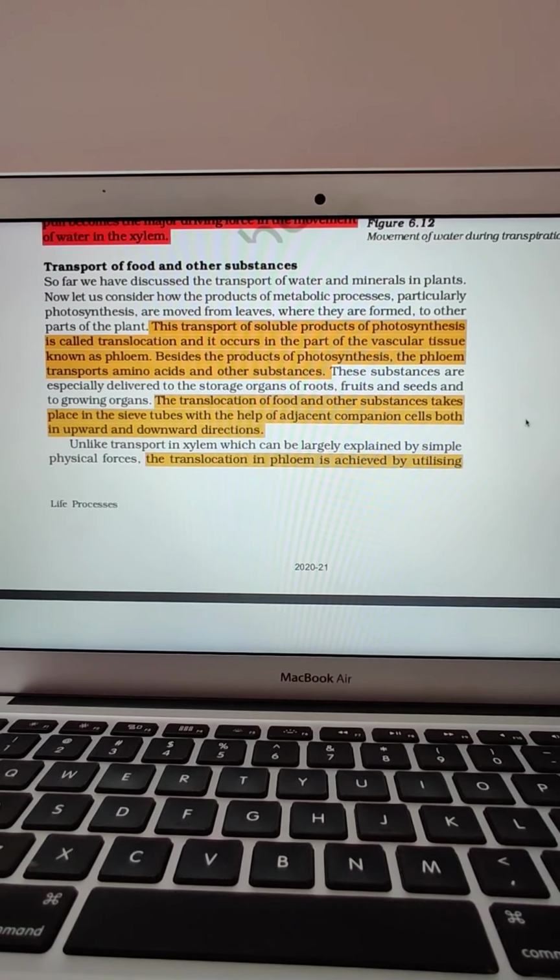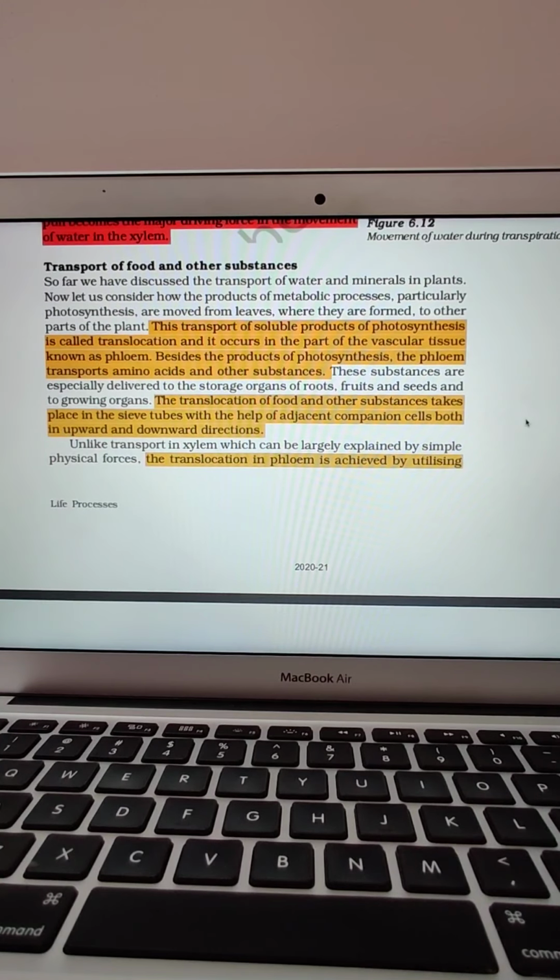So the transport of soluble products of photosynthesis is called what? The translocation. And this translocation of food occurs by using energy in the form of ATP, which is produced by the process of photosynthesis. So phloem not only transports the food prepared during photosynthesis, but it is also responsible for the transport of different amino acids, hormones and other substances in plants.